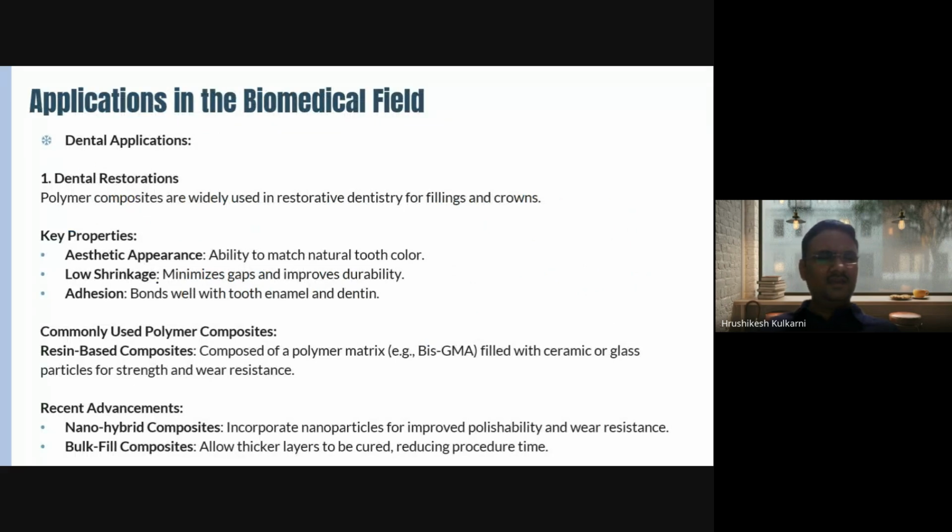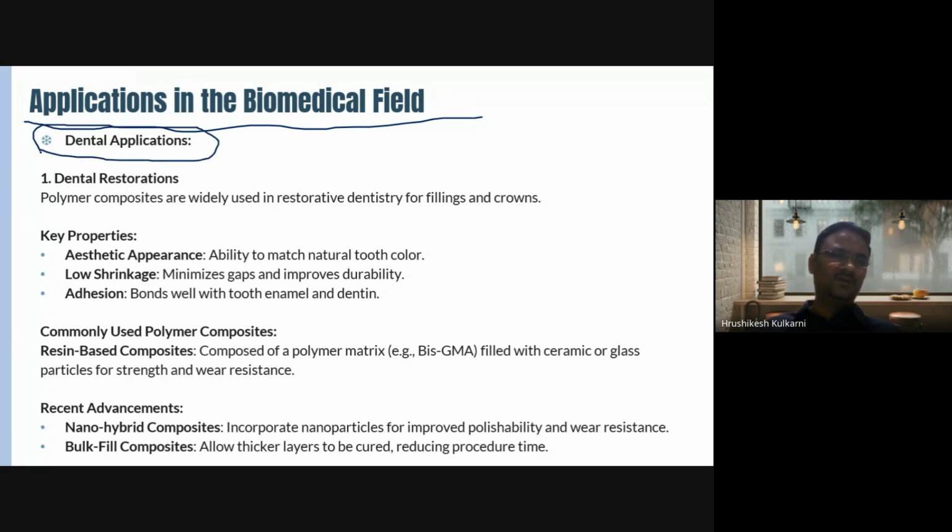Now, again I am repeating in short, what are the different applications. I told you before, but in short I will tell. The first important application is in the dental field. In the dental field, root canal, tooth cavity, tooth decay are many problems nowadays, and because of that we have to create new materials. Why are we going for composites? Because of the aesthetic appearance, low shrinkage, and adhesion nature. We can use these composites for restoring dentistry, for filling and crown preparation.